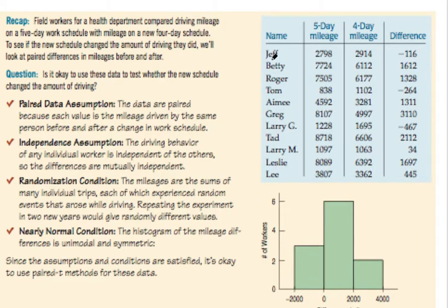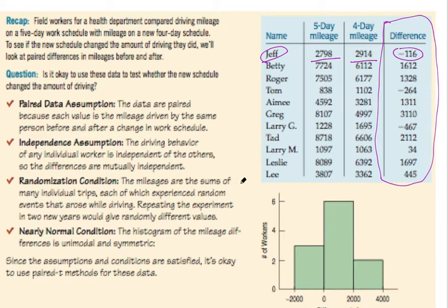So this is paired because, for example, we have Jeff. This is how many miles Jeff went in his 5-day mileage. And here's how many miles he went in 4 days. And so here is the difference between those. This column is what we care about, and that's why it's a paired test. We don't care about how much they drove each time. We care about over the week. Is there any significance in the difference?